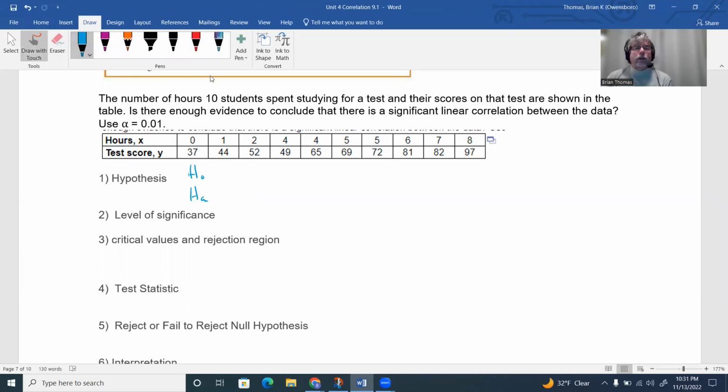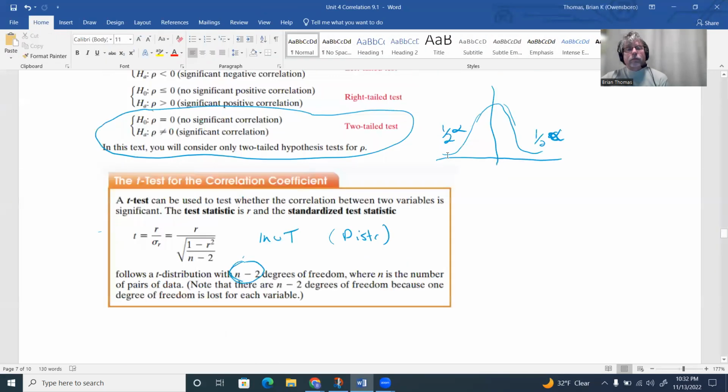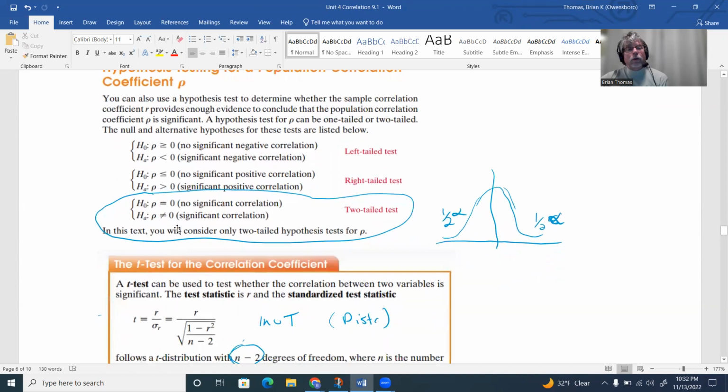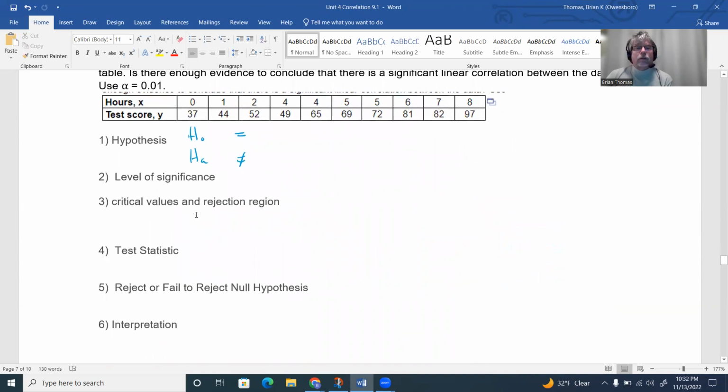So we have here the equality and the not equal to. So that's what we're going to be doing. Let's set up here again. We're going to say rho equals 0, rho does not equal 0. So this is going to be our p-value, if you will. If rho is equal to 0, then we're going to say no significance whatsoever. If rho does not equal 0, then there's going to be significance.